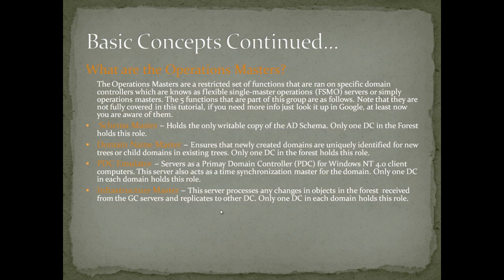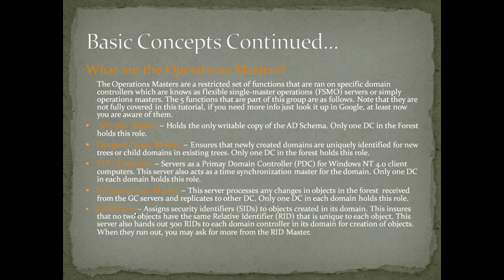If you have those both on the same server, then the infrastructure master never really has a chance to send out the processes changed from the global catalog server. So it's best practice to separate those two roles, or just take global catalog server off and move it to another server. Whatever is easier for you. Doesn't really make a difference as long as they're separated. And again, only one domain controller in each domain holds this role.